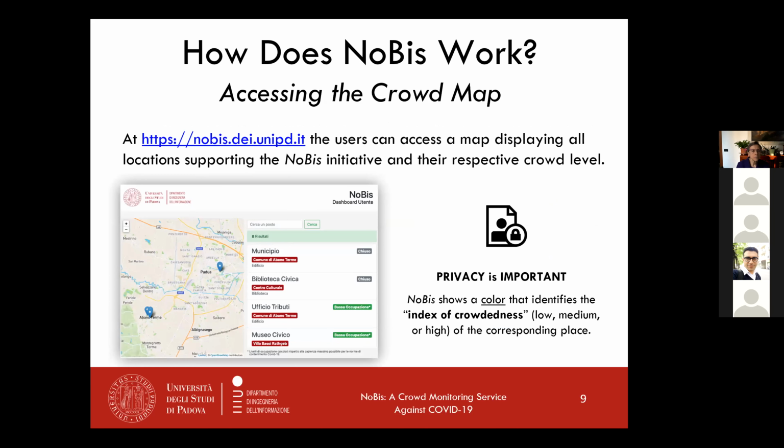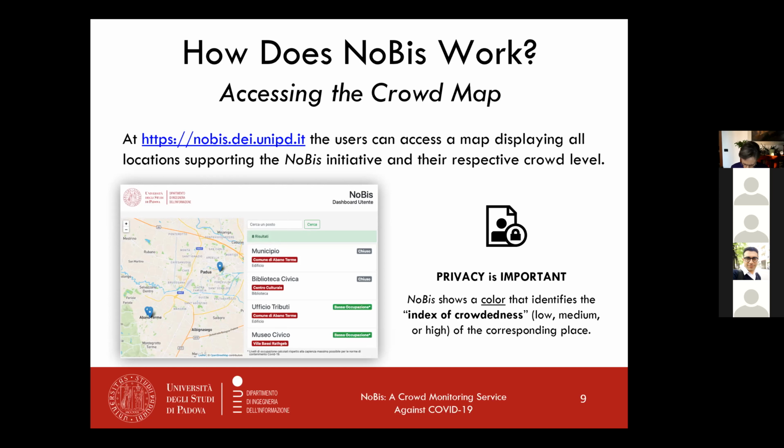Here you can see an example of the crowd map that you can obtain while visiting the NoBis website. The NoBis website is at nobis.dei.unipd.it. From this website, users can access the map and check the crowd level of each specific place they want to visit.